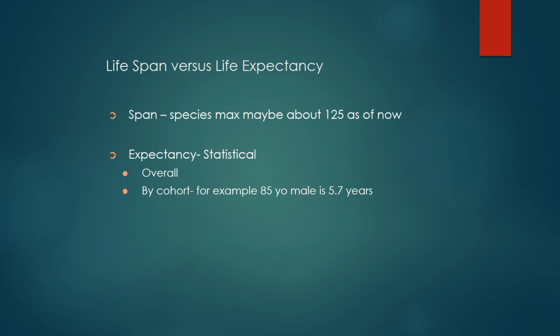Lifespan is the maximum time that a species can live. You know, it's probably about 125. There was one lady named Jean-Louise Calmette who did live to be 122 years, 164 days. She's the longest documented life so far. And so that's probably going to be the maximum that we think humans can reach. Life expectancy, however, is a very different thing.